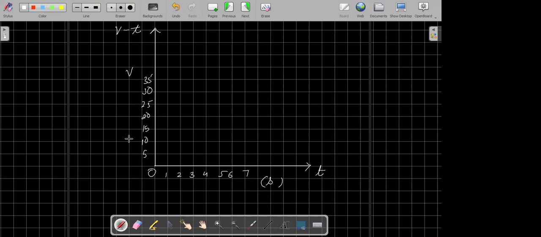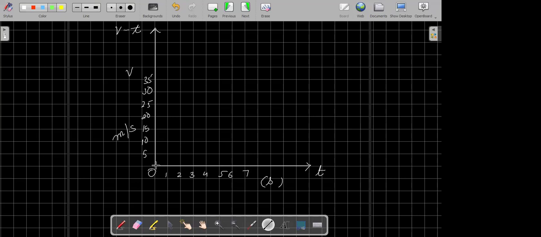Now these values are not distances. They are velocities in meter per second. So this represents velocity in meter per second. Now it does not represent distance or displacement. So the graph is changed now. Even if the shapes of the graph would be the same, the inferences will change.